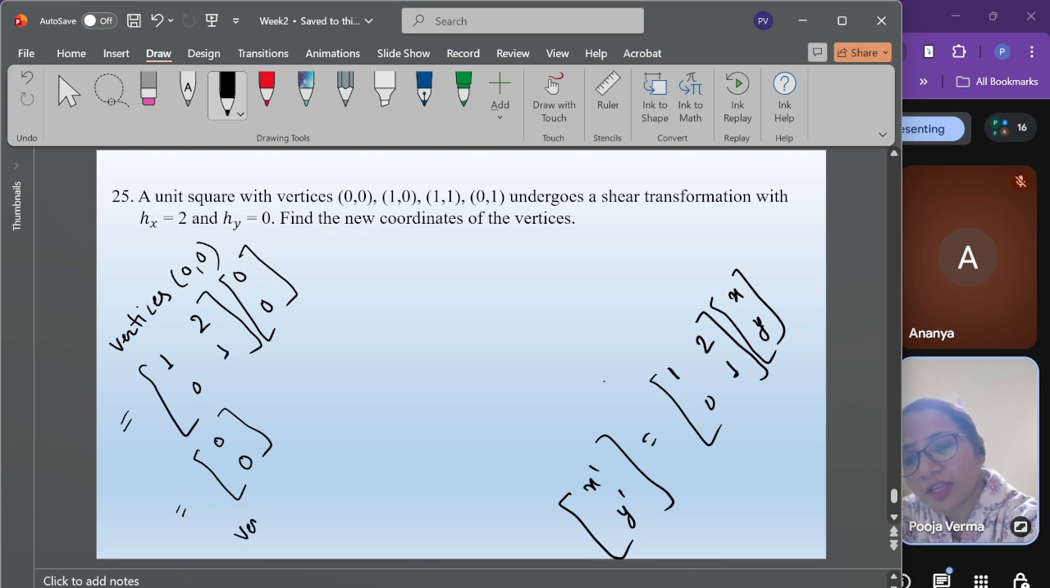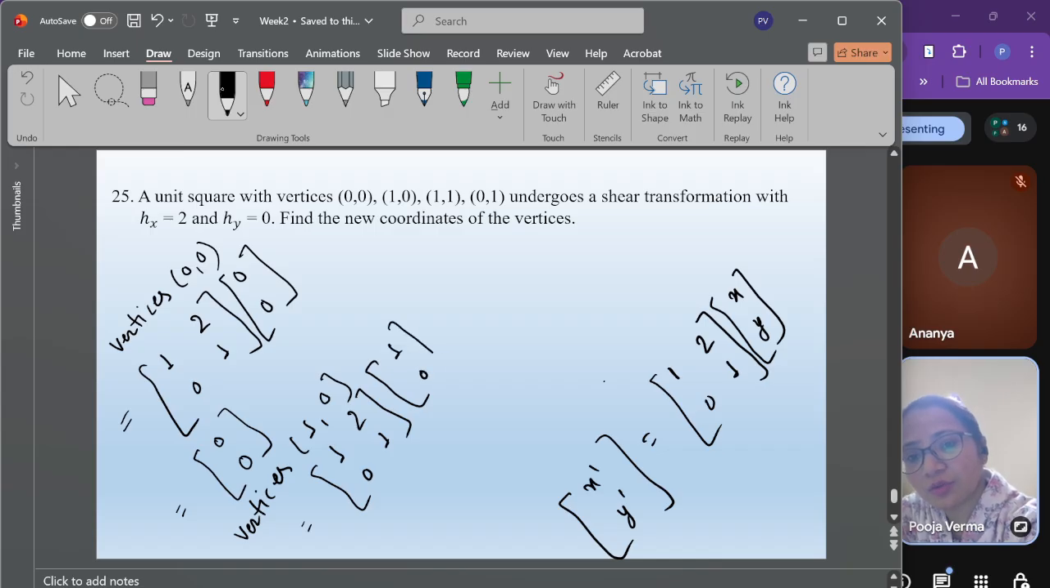Now the second vertex is 1 0. So again put 1 2 0 1 times 1 0. Here what will we get? 1 into 1 is 1, and on this side 0. We will get the same coordinates for this one.